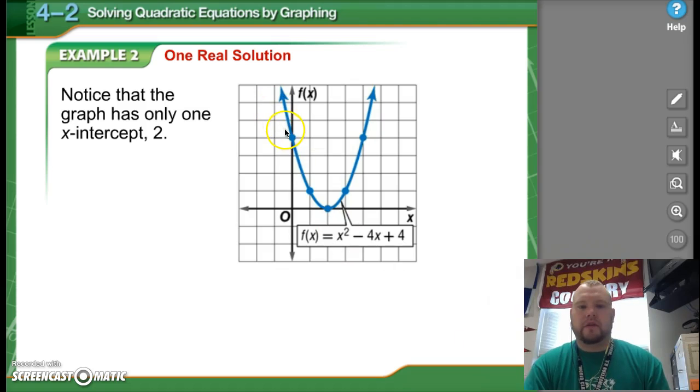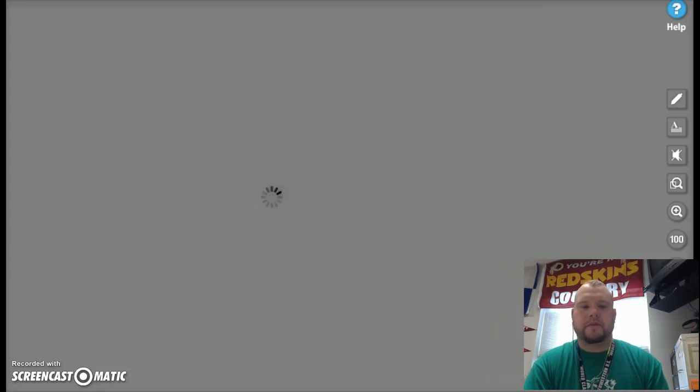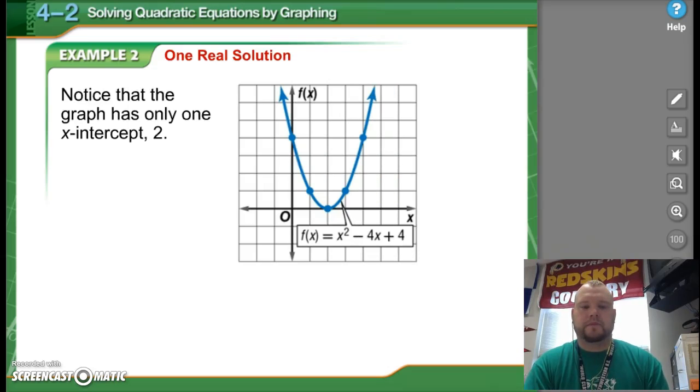When we graph those 5 points from our table on the previous slide, notice how there's only one spot where the graph is going to touch the x-axis, and that place occurs at the value of x equals 2. So since there's only one x-intercept, that's the only solution. There we go, the only solution is 2.